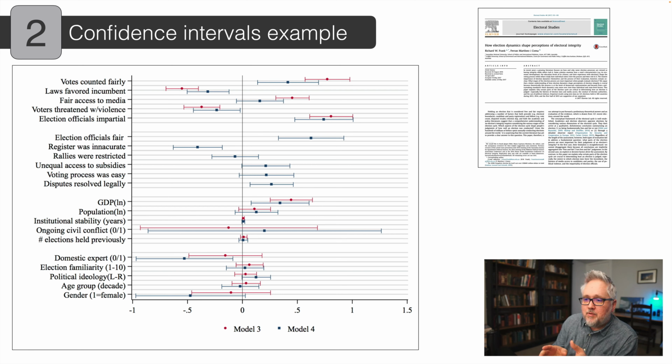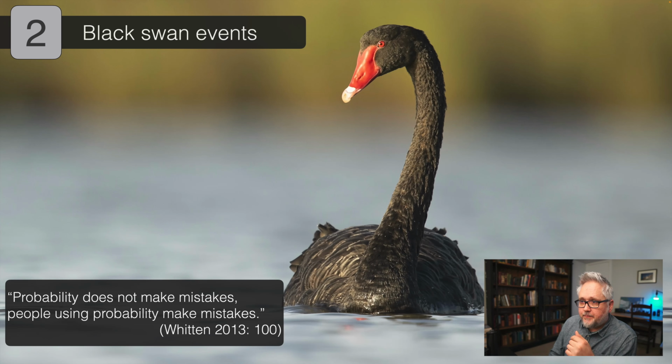For example, when election officials are fair, there's a positive value for the coefficient, and the confidence intervals don't cross zero. So that gives us an indication of the likelihood that this relationship is because of chance or whether it's tapping into something fundamental in the data that we're looking at. So we're looking at probabilities, we're looking at central tendencies.